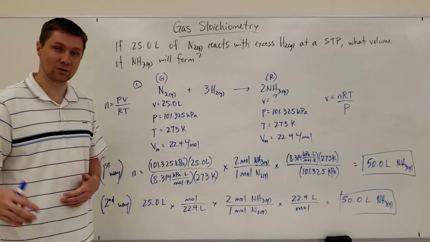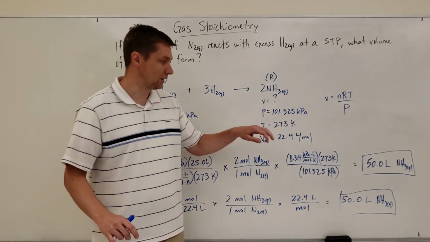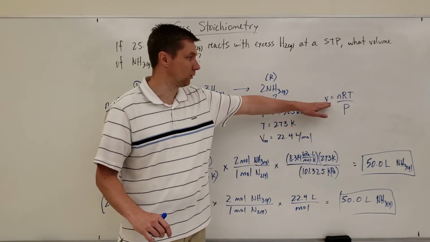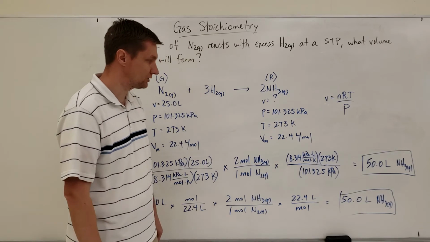Then I convert that into the moles that are required by using the mole ratio. There it is, step number 3. And then step number 4 is calculate what I'm looking for. Again, what am I looking for? Volume. V is equal to nRT divided by P is what I'm going to use here.